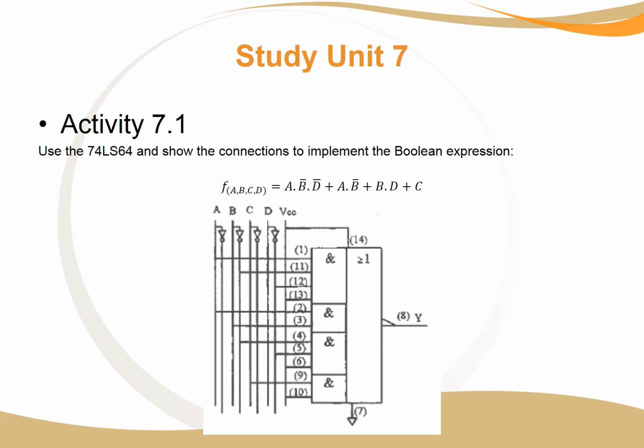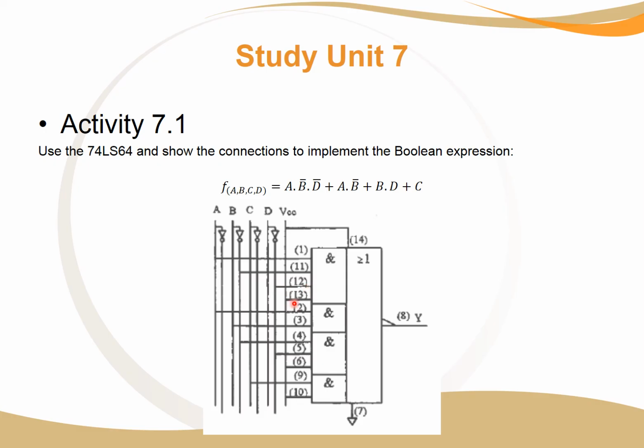So okay, cool. So now we've done it. How do we use it? So we do activity 7.1. So we have a logic expression, which is given here, and we want to express it by using an AND-OR-Invert, just one IC. So here we have A, not B, not D. So we use the first AND gate. So we have A, not B, and not D.